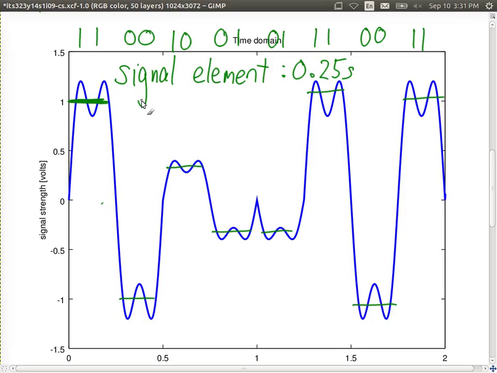And the way that we can achieve that is by having 4 different values of the signal element, 4 different magnitudes or 4 different levels. Instead of 2 levels, +1 and -1, we now have 4 levels. So each level can represent 2 bits. So the number of levels that we have available can impact upon the data rate. If you increase the number of levels, you increase the data rate that you can achieve.